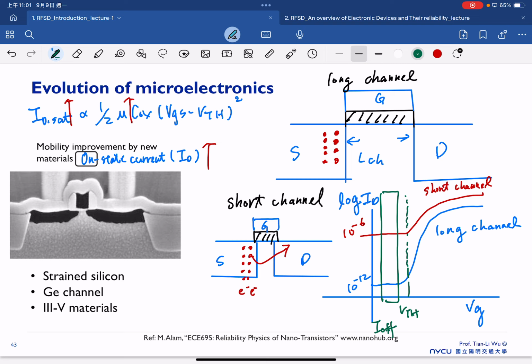And we find that once we reduce the channel length, our off current increases, and therefore the on-off ratio decreases. Because in the past, this was 10 to the minus 12. For example, if this is 10 to the minus 1, we have 11 orders of difference. But now this is 10 to the minus 6, so we should only have 10 to the 7, only 7 orders of difference. So the on-off ratio is decreased. That becomes the new challenge if we want to make the short channel device.